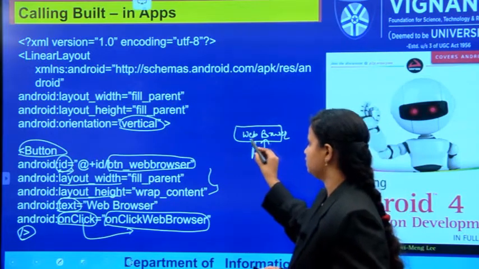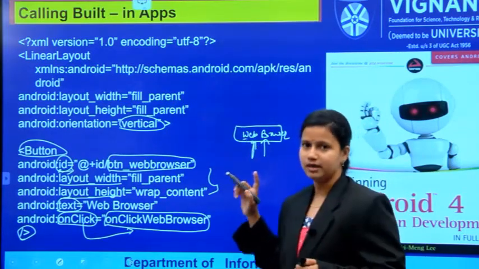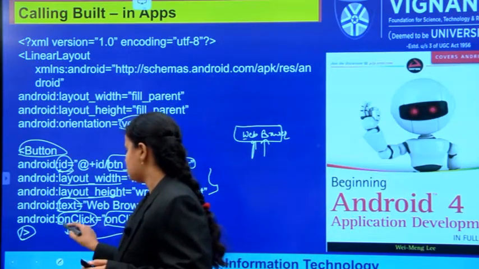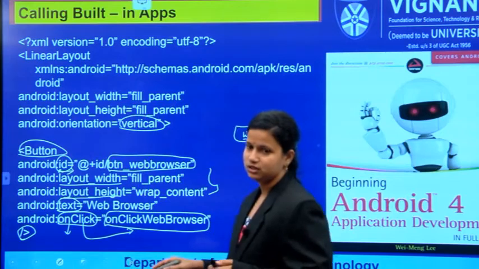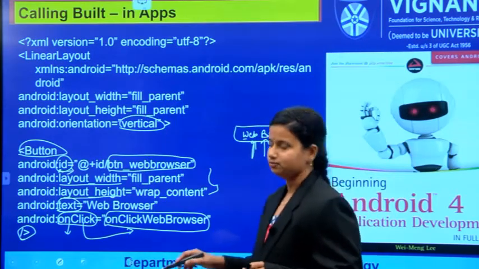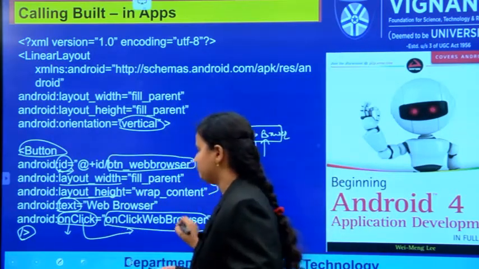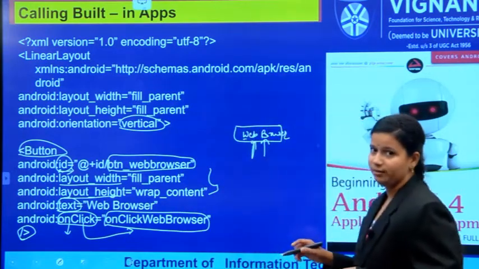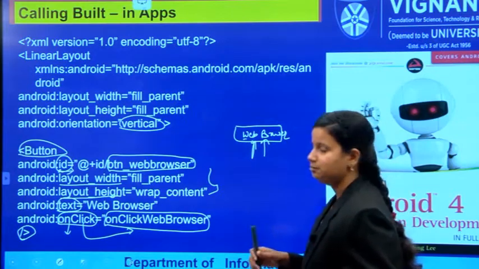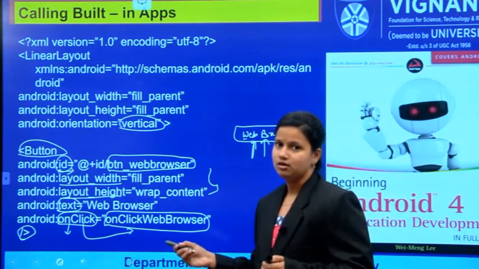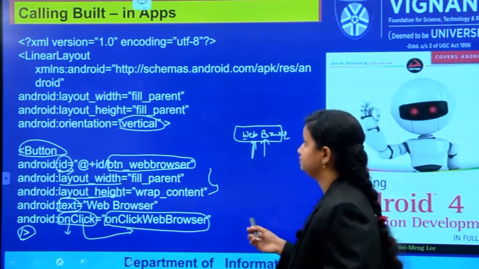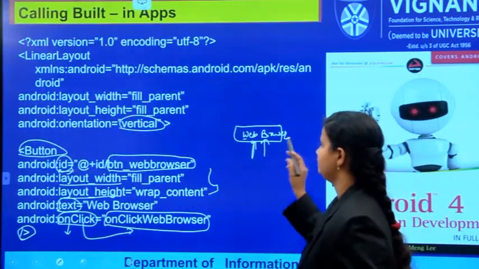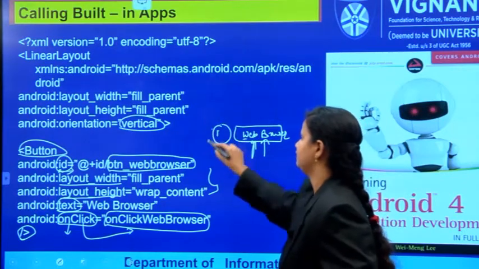So whenever you are performing an action with your button, this on click property will be used for function calling. So the function name is the value to be passed to your on click. In which place will the function implementation be done? The function implementation will be done in your Java file. So that is the first button, web browser. This is button 1.